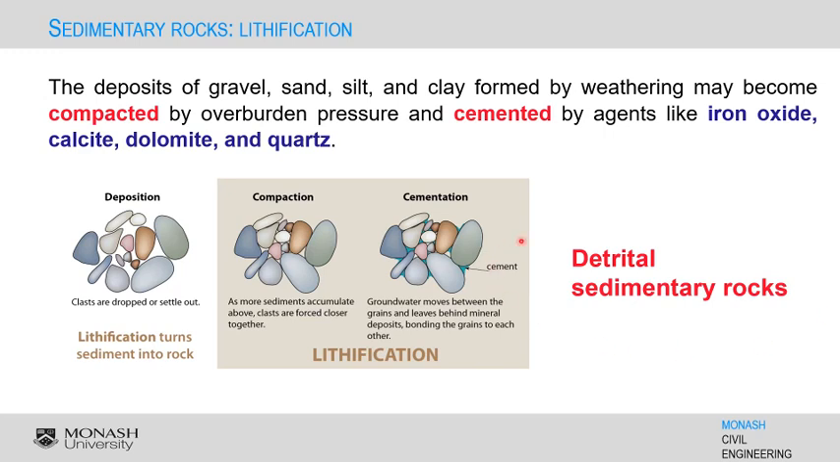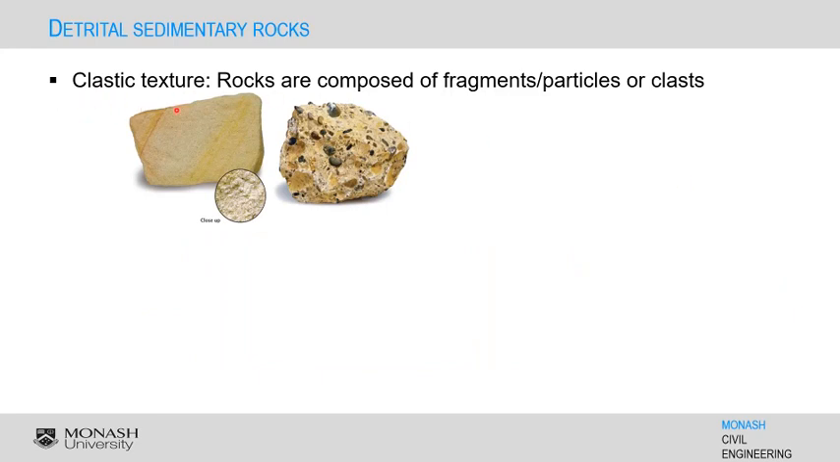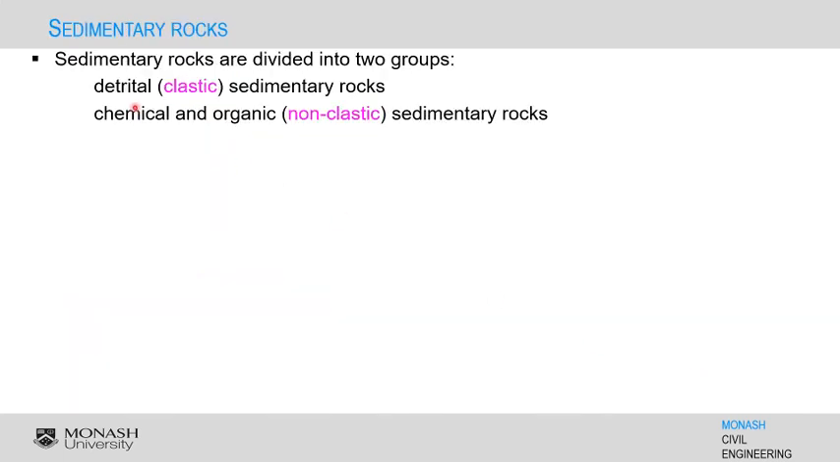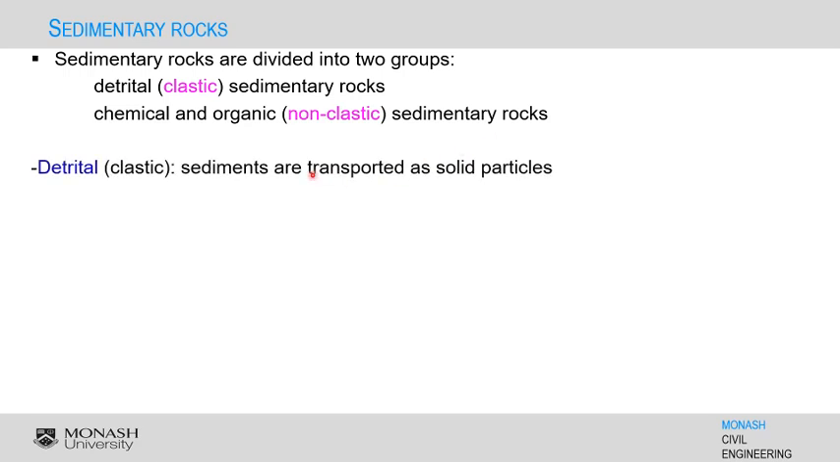Rocks formed in this way are called detrital sedimentary rocks. All detrital rocks have a clastic texture. In other words, the rocks are composed of fragments or clasts. Conglomerate, sandstone, siltstone, and mudstone are some examples of detrital sedimentary rocks. Therefore, considering the origin of sedimentary rocks, we can divide them into two groups: detrital or clastic sedimentary rocks, and chemical and organic or non-clastic sedimentary rocks. As I previously mentioned, detrital or clastic rocks are made from sediments that are transported as solid particles.